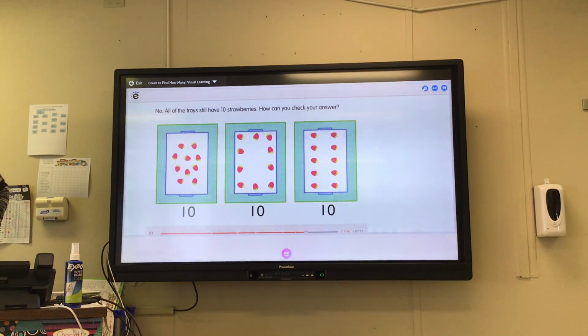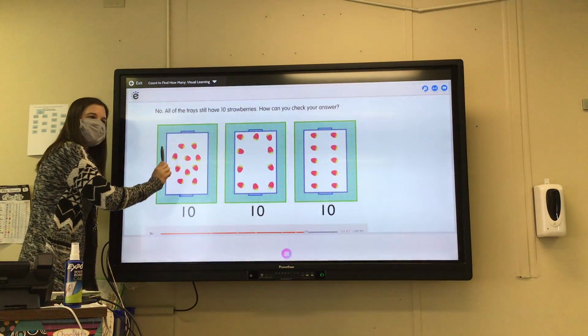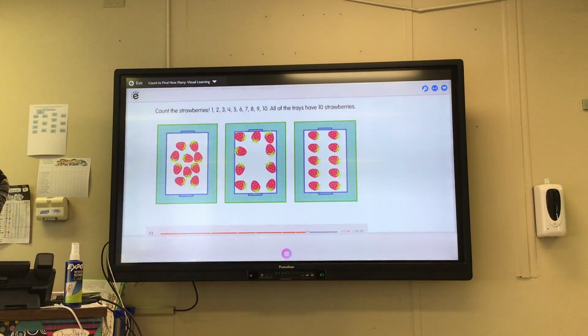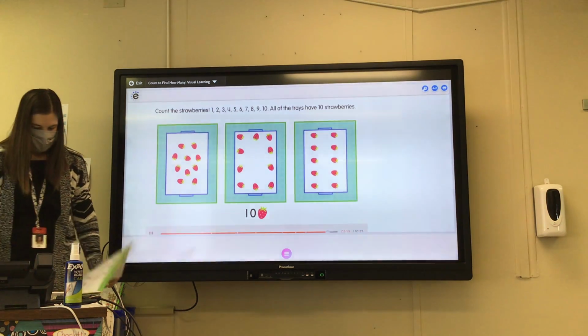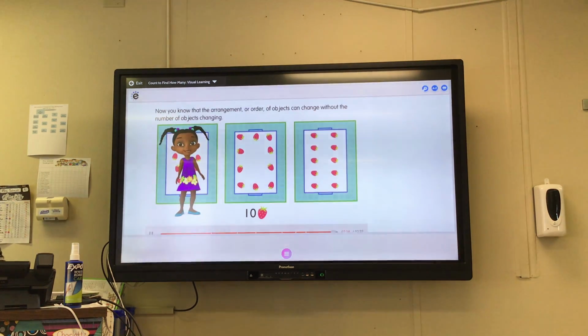How can you check your answer? By counting them. We can also make a little mark on each strawberry if you're having trouble making sure you're counting each one. Count the strawberries. 1, 2, 3, 4, 5, 6, 7, 8, 9, 10. All of the trays have 10 strawberries. Now you know that the arrangement or order of objects can change without the number of objects changing.